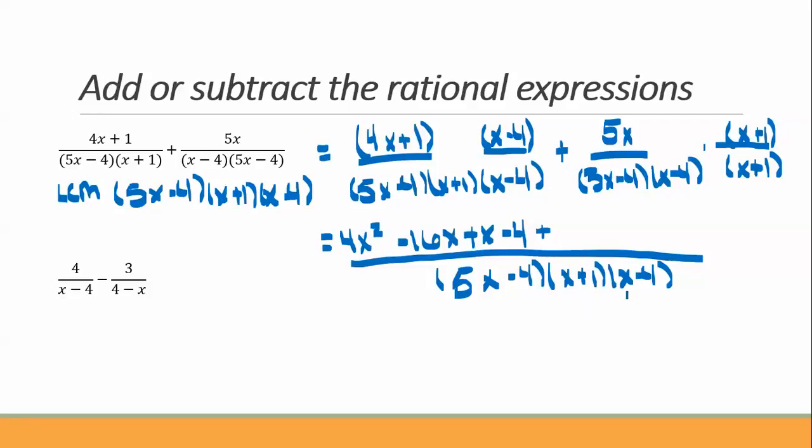The previous problem I didn't do that because it was minus and I needed to remember to distribute that minus. But this one, because it's plus here, we can put it all over the same denominator. So we have 5x times x plus 1. That's 5x squared plus 5x. And now we combine like terms in the numerator, and we leave our denominator the same.